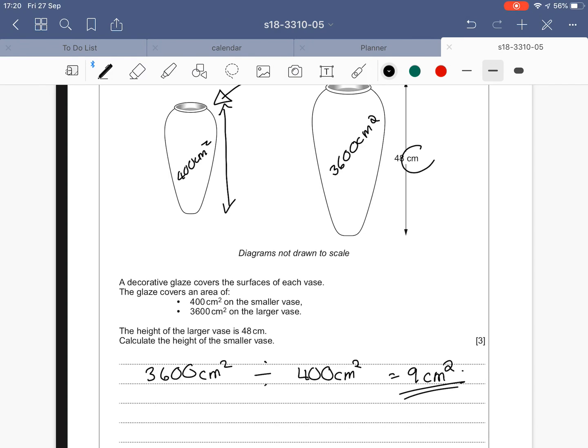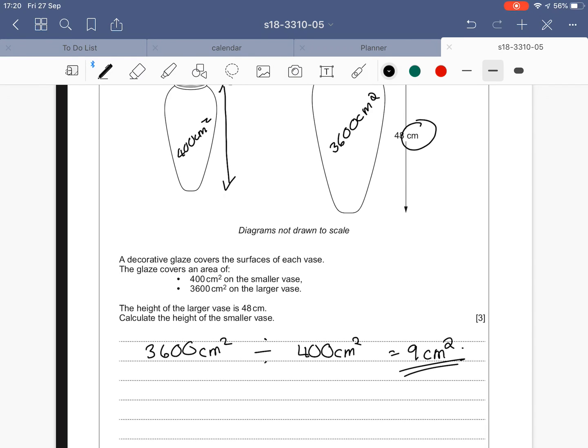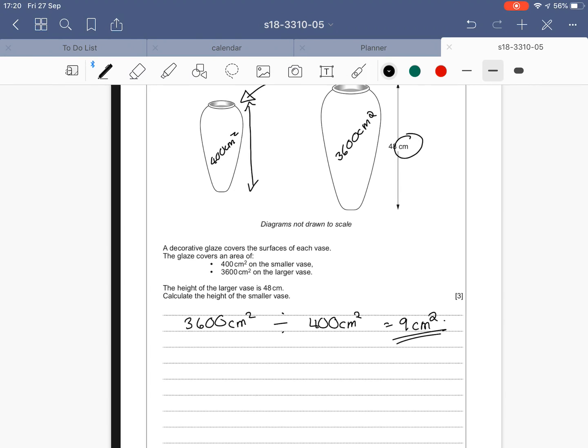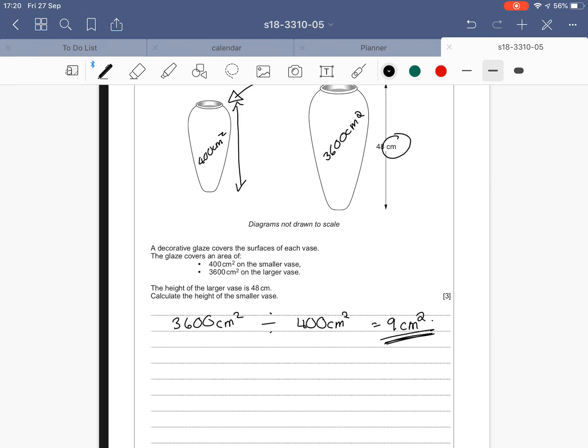I want to do a length. That is not centimeters squared, that is just centimeters. So to find my multiplier for length, I need to change this from centimeters squared to centimeters by taking the square root. So the square root of 9 is 3. So I know the lengths are 3 times as big. So I just need to do 48 divided by 3, which is 16 centimeters.